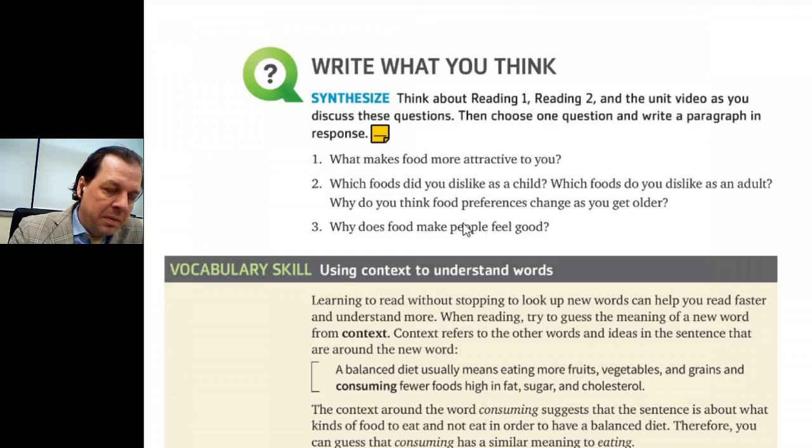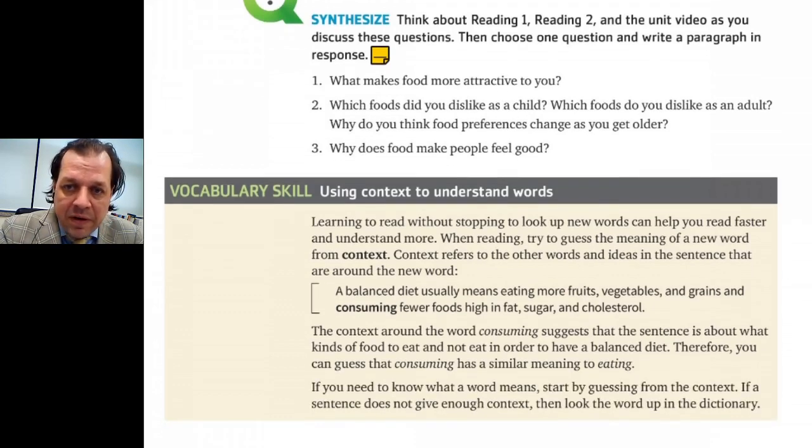Well, a paragraph can be quite small, but you can choose one of these 3 questions and write, let's say, 2 or 3 sentences to explain your answer, your opinion. Okay, that would be fine.